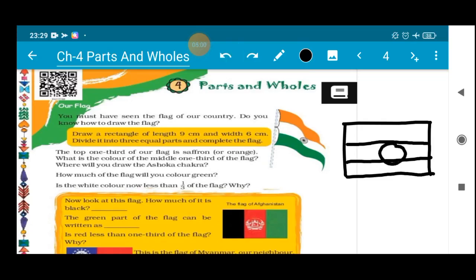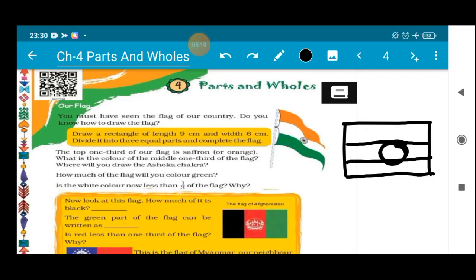Then at the center there is a white, and we make a chakra over here which is called Ashoka chakra, and at the bottom end is the green part, right? So we have a tricolor. That is why our Indian flag is also considered a tricolored flag.